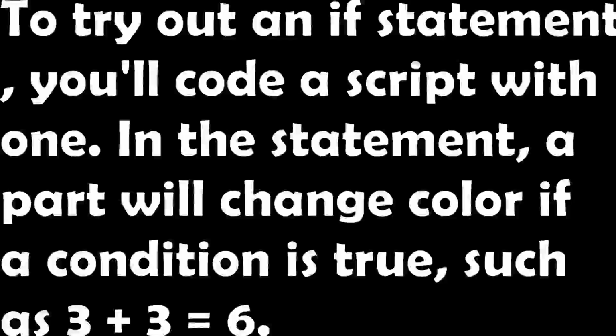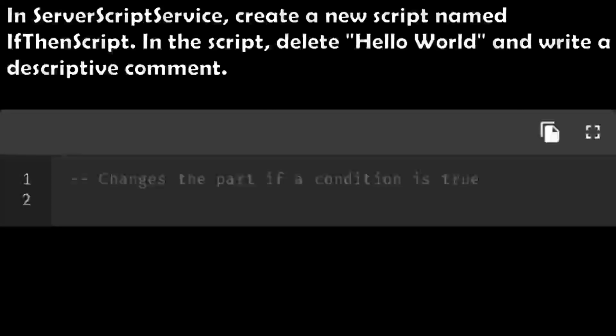To try out an if statement, you'll code a script with one. In the statement, a part will change color if a condition is true, such as 3 plus 3 equals 6. This part can be in any blank project. In ServerScriptService, create a new script named if-then script. In the script, delete hello world and write a descriptive comment. Create a new part named if-then part.